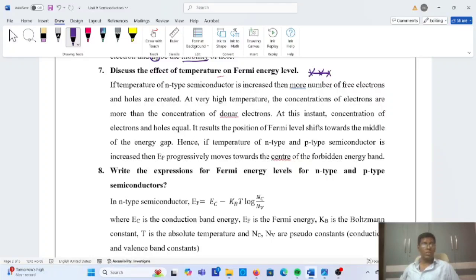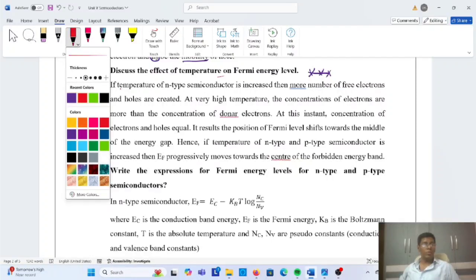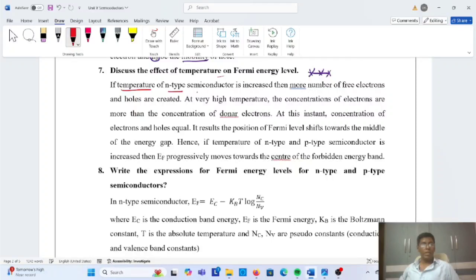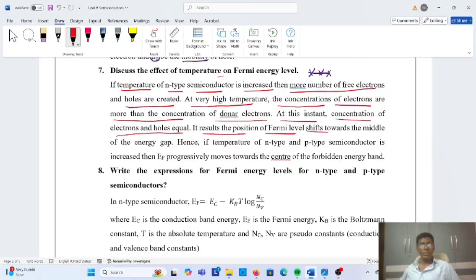Okay, now the next question is: discuss the effect of temperature on the Fermi level. Now in this question, if the temperature of an n-type semiconductor is increased, then what happens? More electrons and more holes are created at a very high temperature. The concentration of electrons, here concentration means number, is more than the concentration of the donor electrons. Because of this, the concentration of electrons and holes become equal. It results in the position of the Fermi level shifting towards the middle of the energy gap.